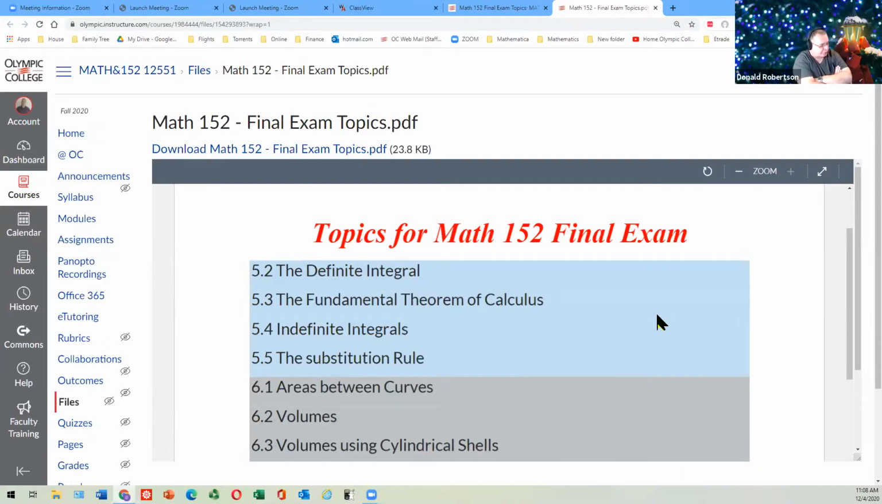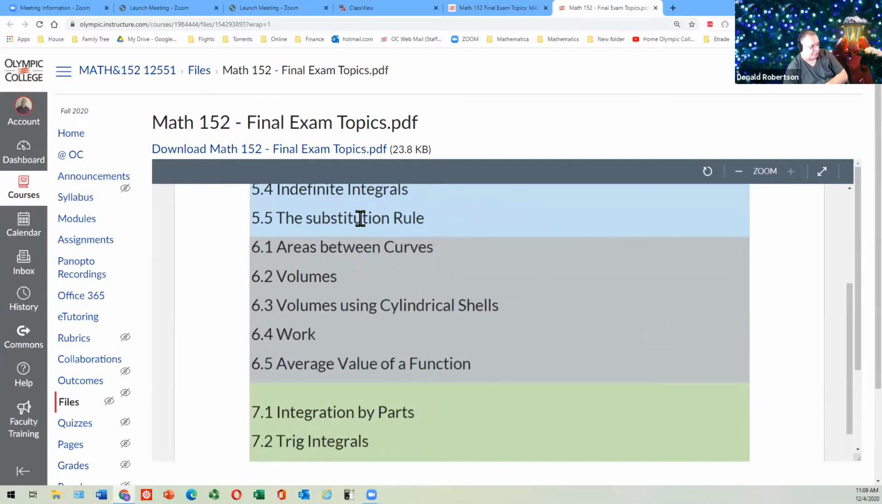So the first thing you'll see is what's called the definite integral, which are really things like 5x cubed e to the x, and various functions that you should know how to find the integral of. Substitution, u-subs essentially. Areas between curves, shell method and cylindrical method for volumes.